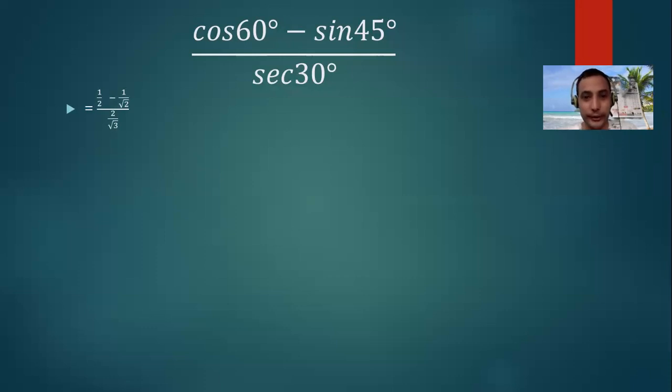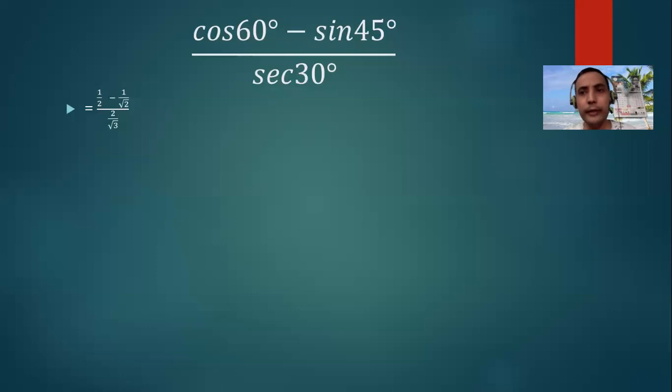And remember, the value of cos 60 degree is equal to 1 by 2. The value of sin 45 degree is equal to 1 by root 2. And the value of sec 30 degree is equal to 2 by root 3. In this step, just the values of cos 60 degree, sin 45 degree as well as sec 30 degree are kept. I said yesterday to remember the sec 30 degree value.